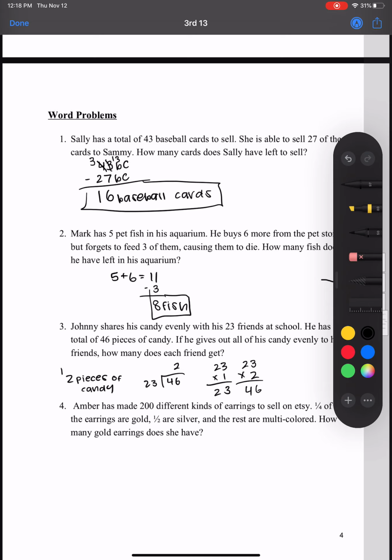Don't forget to label your units, so that the person grading your paper knows what exactly you're talking about.